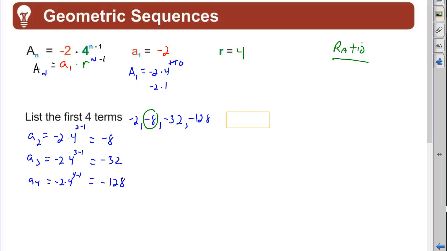Now let me show you the r. What happens when you divide negative 8 by the previous term? What do you get? You get 4, don't you? Huh, cool. That was the common ratio. What do you get if you divide negative 32 by the previous term? Huh, you get 4. Cool. The common ratio. What happens if you divide negative 128 by negative 32? Guess what? You get, yes, you guessed it, 4, the common ratio. So you see how to do that?